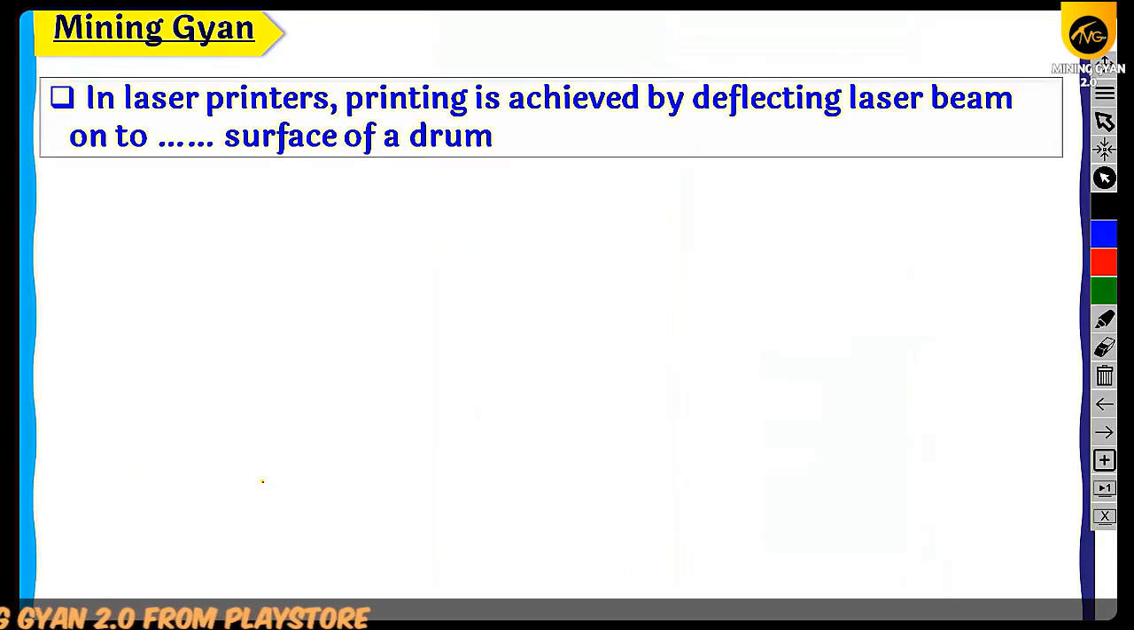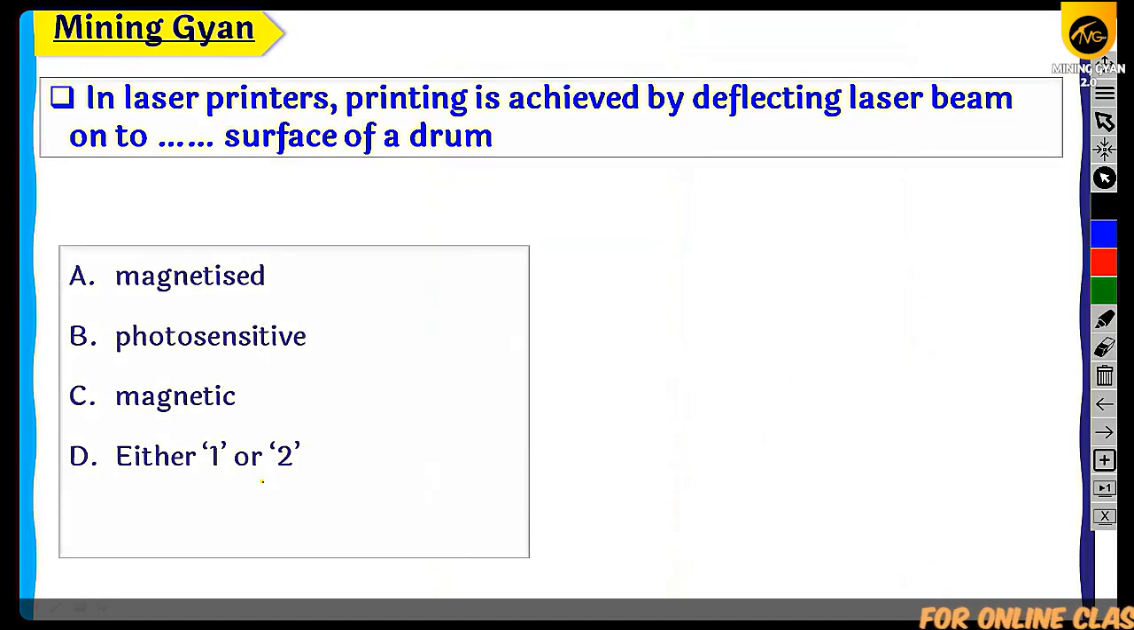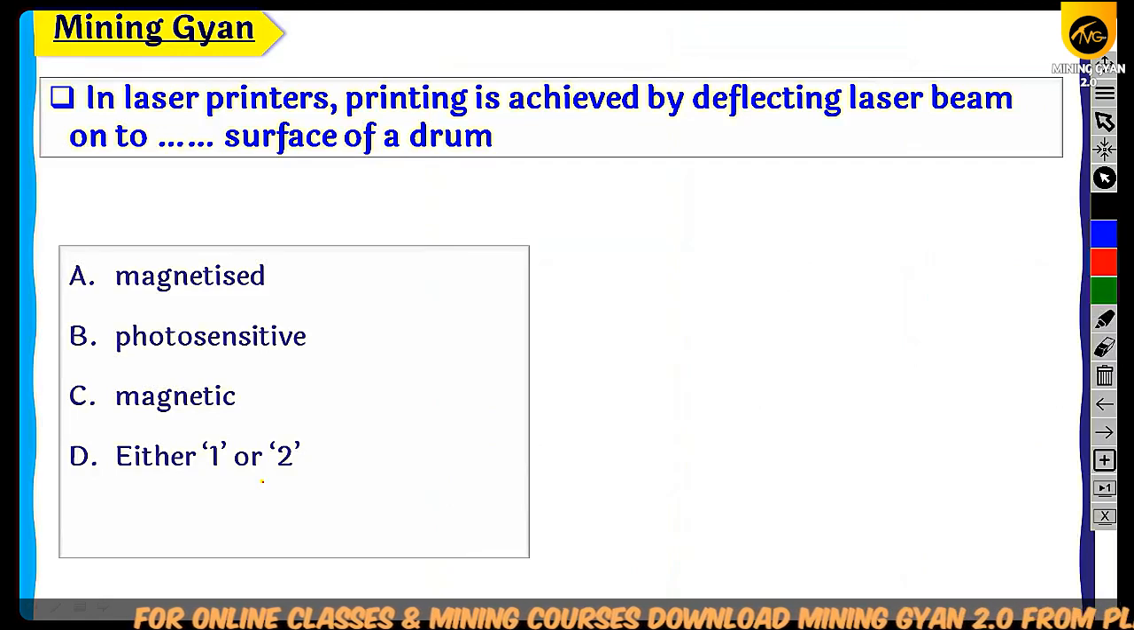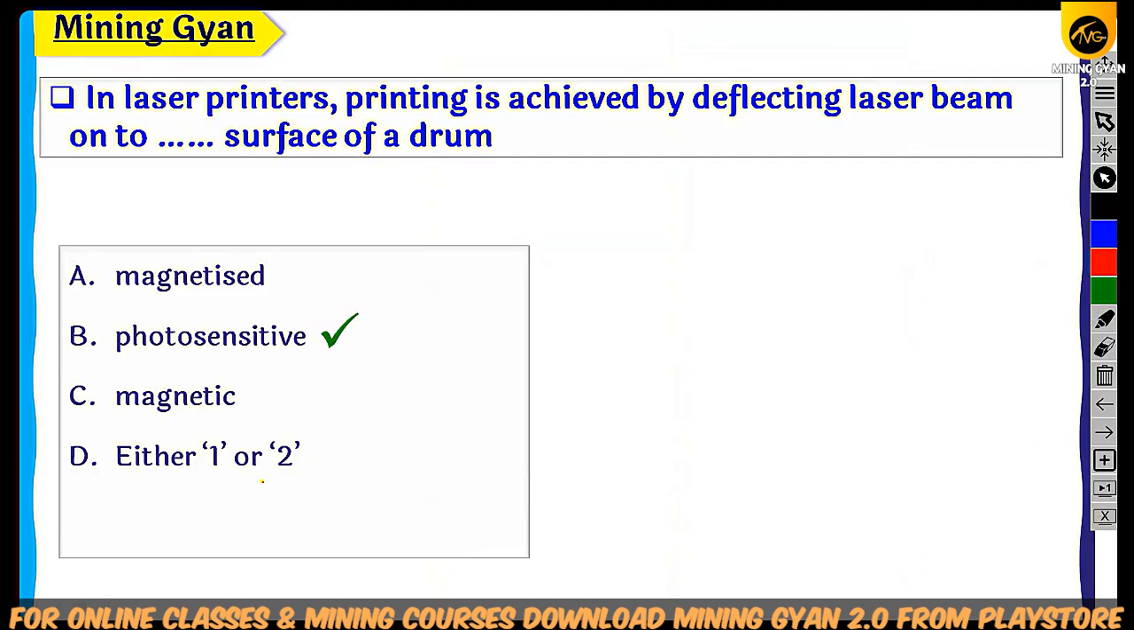Okay, next question. In laser printers, printing is achieved by deflecting a laser beam onto a blank surface of a drum. So is it a magnetized surface, photosensitive surface, or magnetic surface, or either one or two? Basically, what is the process of printing in laser printers? It uses some kind of deflection of a laser beam onto the surface of a drum. So it's option B, photosensitive surface.